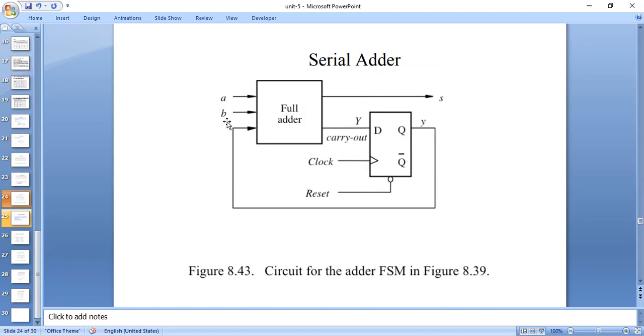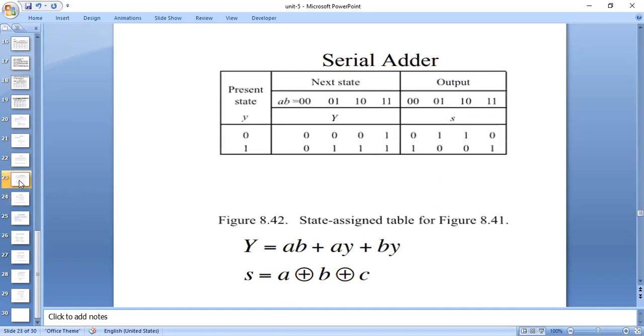Okay. And if we use a full adder, you can write S directly, and the carry will be stored here, and this will be applied as input. Look here, this one is just the block diagram representation. Okay. And you can also construct from these expressions, by using a single flip flop and additional gates, the Mealy type serial adder.